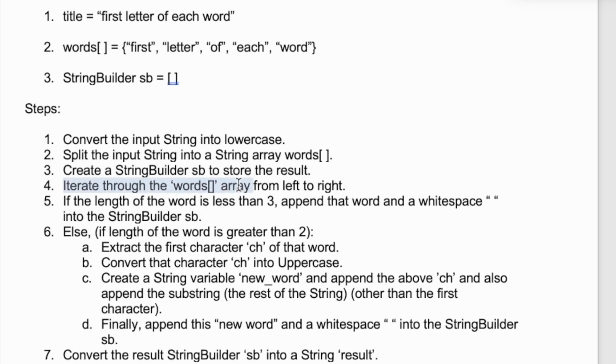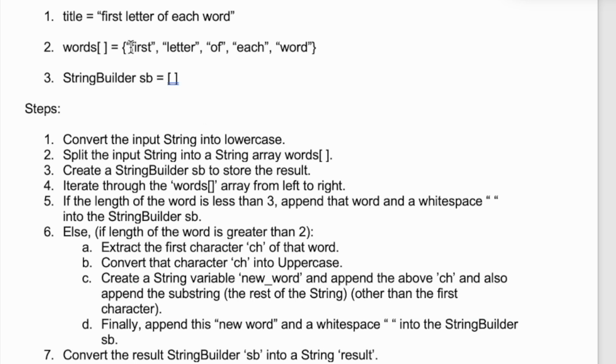The fourth step is to iterate through the words array from left to right, and we'll implement the logic for each word. Coming to the first word, it is first. We have to find out if this word falls into the if part or in the else part. In the if part, we are going to check for the word's logic whose length is less than 3. Since this word has more than 2 letters, it will fall in the else part where we check for words which have length greater than 2.